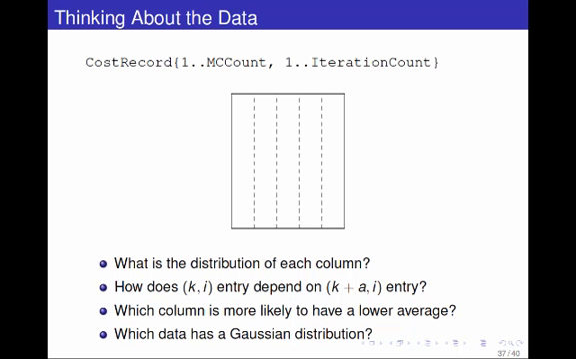If I had all the optimality cuts that describe fully the value function, what would the distribution look like? Exactly. It would be 4 bars like this. Great. How does row K column I compare to row K plus A column I? They're independent samples. Okay. Which column is more likely to have a lower average?